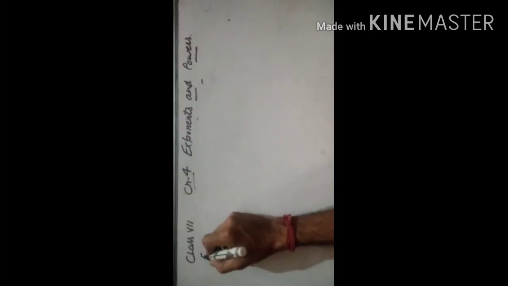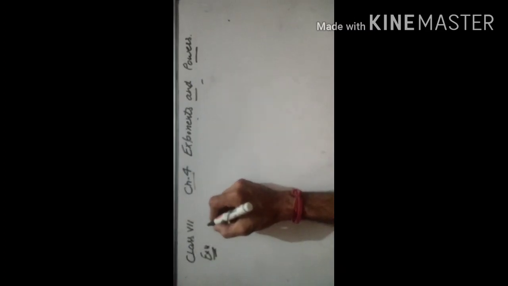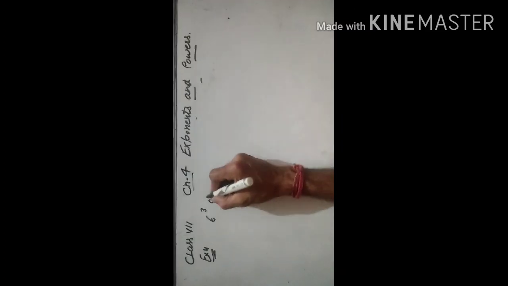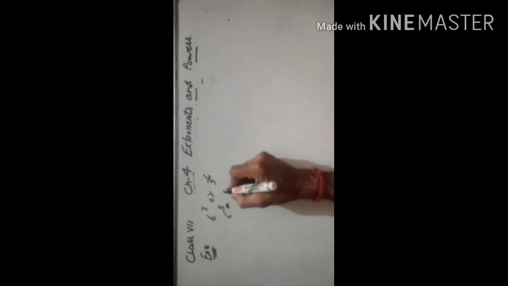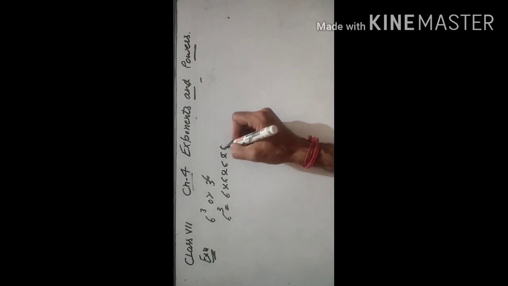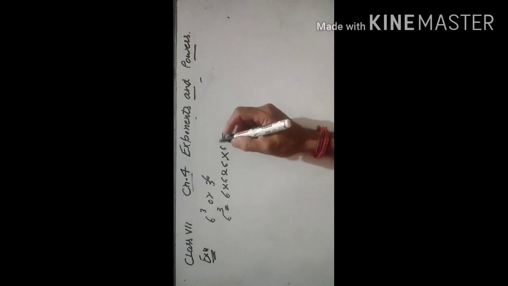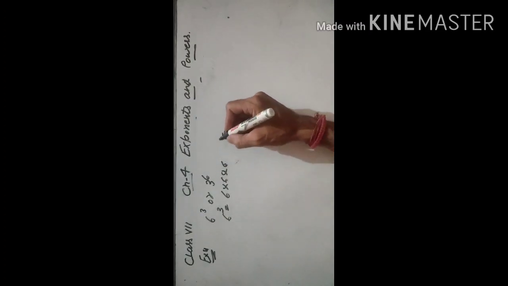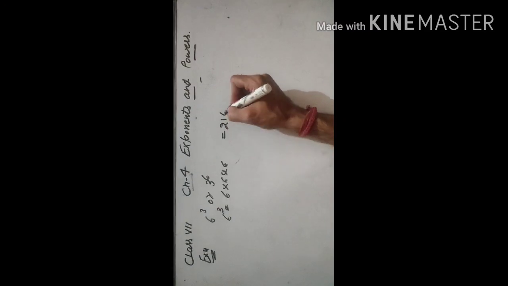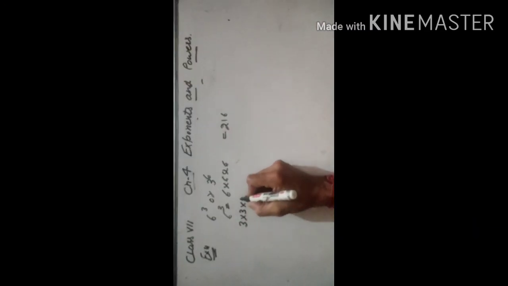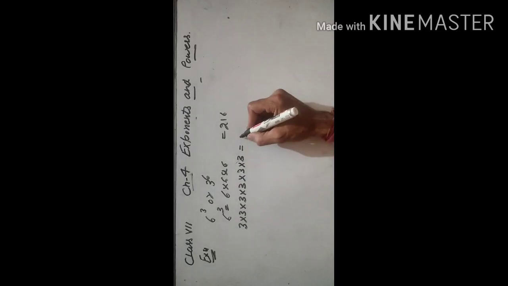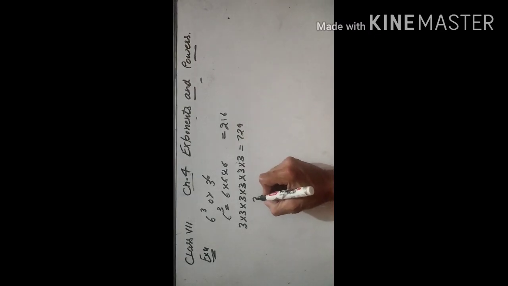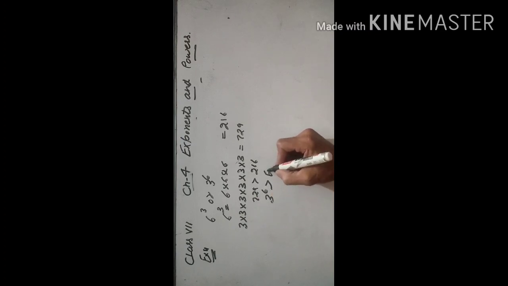Example 4: which of the following is greater, 6 to the power 3 or 3 to the power 6? Now 6 to the power 3 is equal to 6 × 6 × 6, 3 times, that is 216, and 3 to the power 6 means 3 × 3 × 3 × 3 × 3 × 3, 6 times, that is 729. So 729 is greater than 216, so 3 to the power 6 is greater than 6 to the power 3.